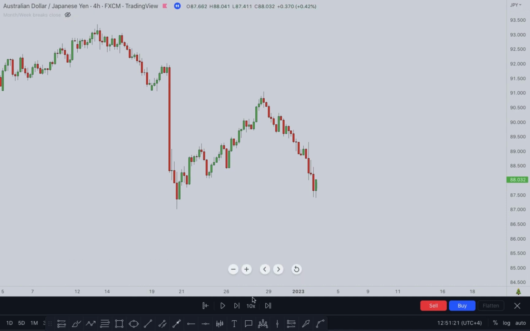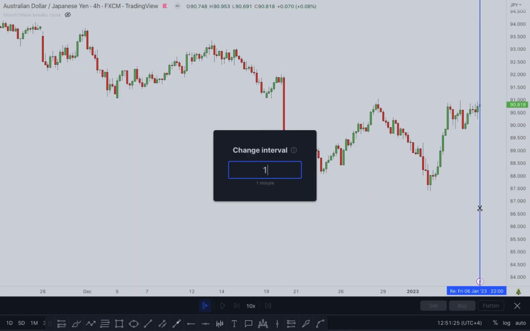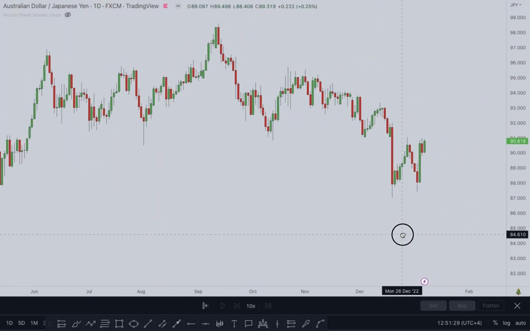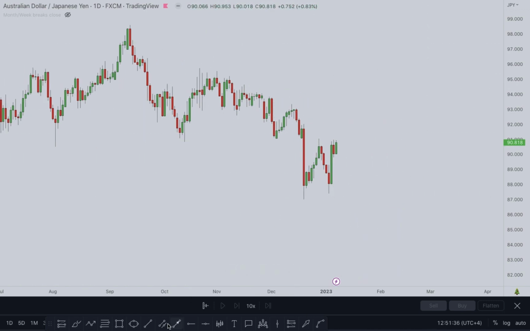So I'll forward it to the current price. This is the current price, right? So if I go back on the daily time frame, this is what we have. On the daily time frame, we can see price is still on a downtrend. It's a lower low, lower high, a new lower low, a lower high, and then price has just created this possible double bottom formation, right?